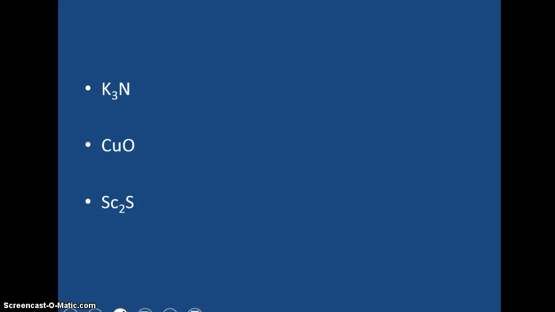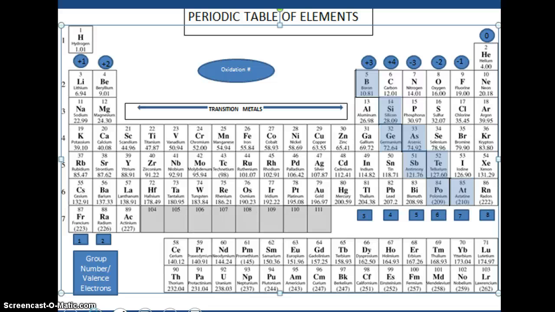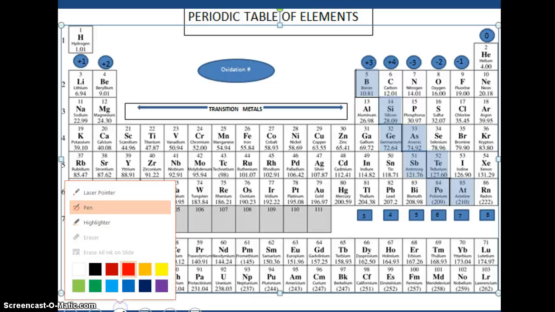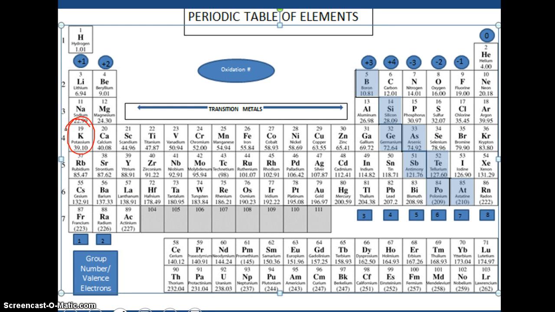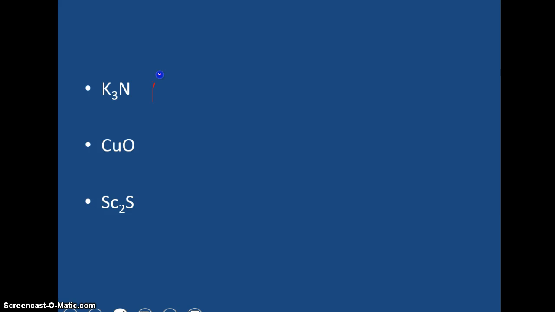So we're going to go through some examples. Here we've got K3N. So we've got K here and N over here. We're going to name this. K is not a transition metal, so we don't have to worry about Roman numerals. K is potassium, and N is nitrogen. So we just write potassium. When you're naming these, you do not have to really worry about the subscripts unless you have to worry about a Roman numeral. The N was nitrogen, but we need to change the ending, so it's going to change to nitride.